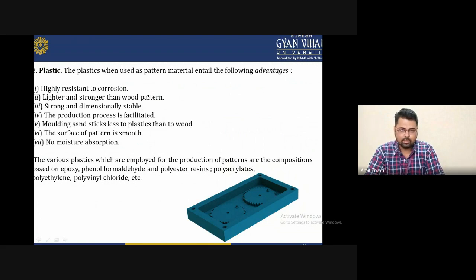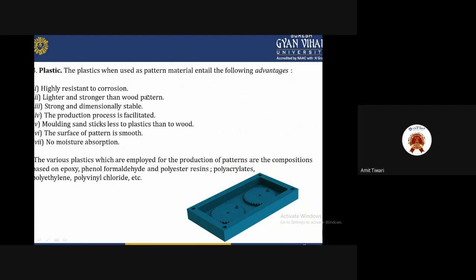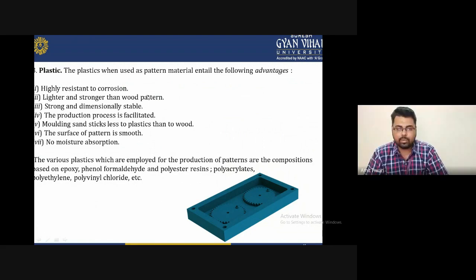The various plastics employed for the production of patterns are epoxy, phenol formaldehyde, polyester resins, polystyrene, polyethylene, polyvinyl chloride, etc. These are the materials used as pattern material.